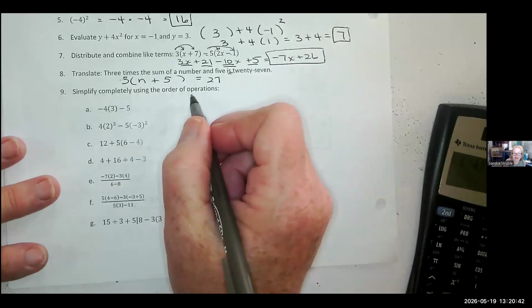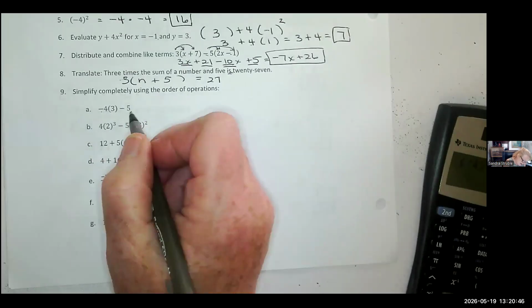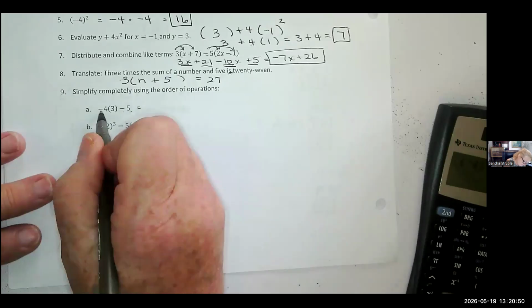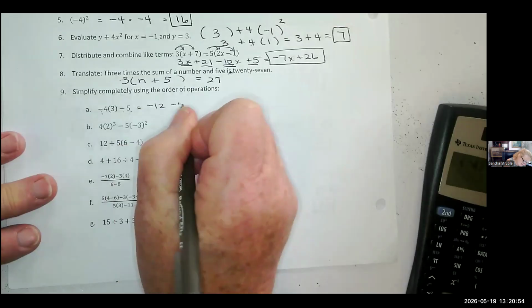-4 times 3 minus 5. Multiplication and subtraction. You have to multiply first. -4 times 3 is -12 minus 5. A negative and a negative, you add them and keep the sign.